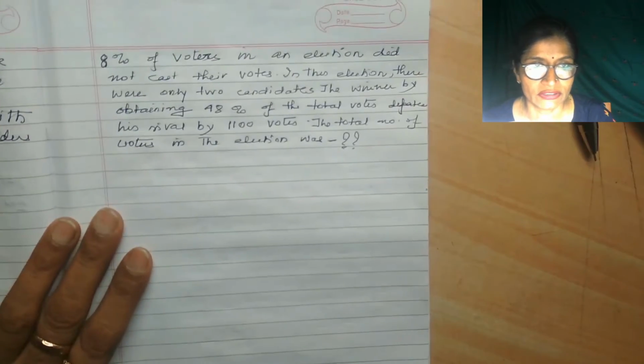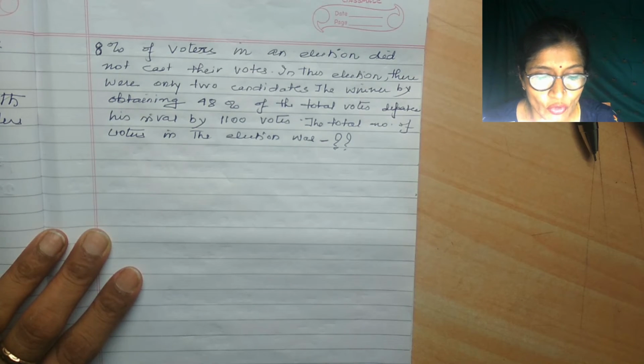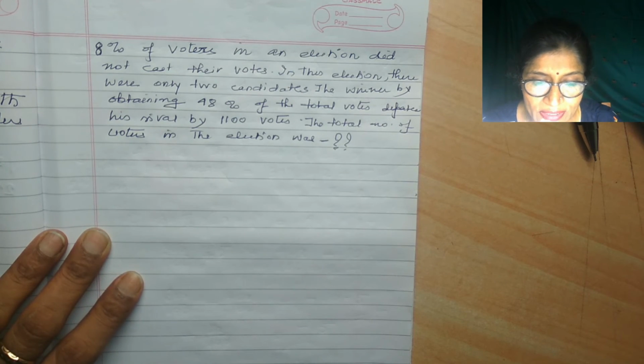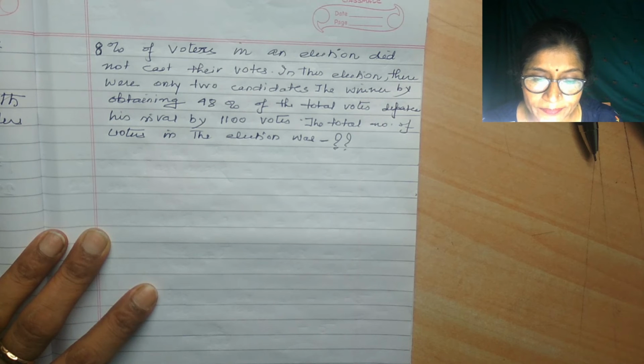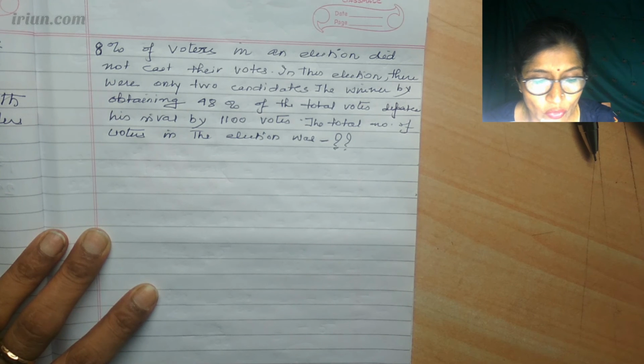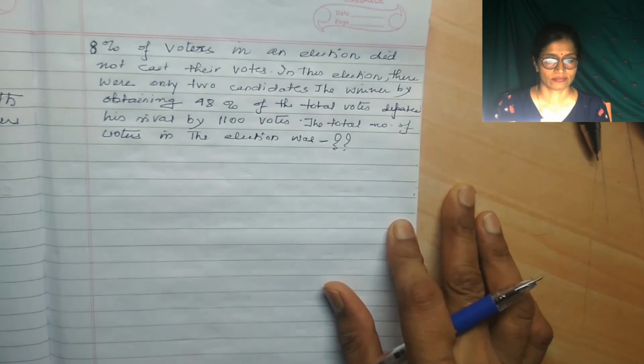And another sum is this one. 8% of voters in an election did not cast their votes. In this election, there were only two candidates. The winner, by obtaining 48% of the total votes, defeated his rival by 1100 votes. The total number of votes in the election was dash. So this is all about percentage.